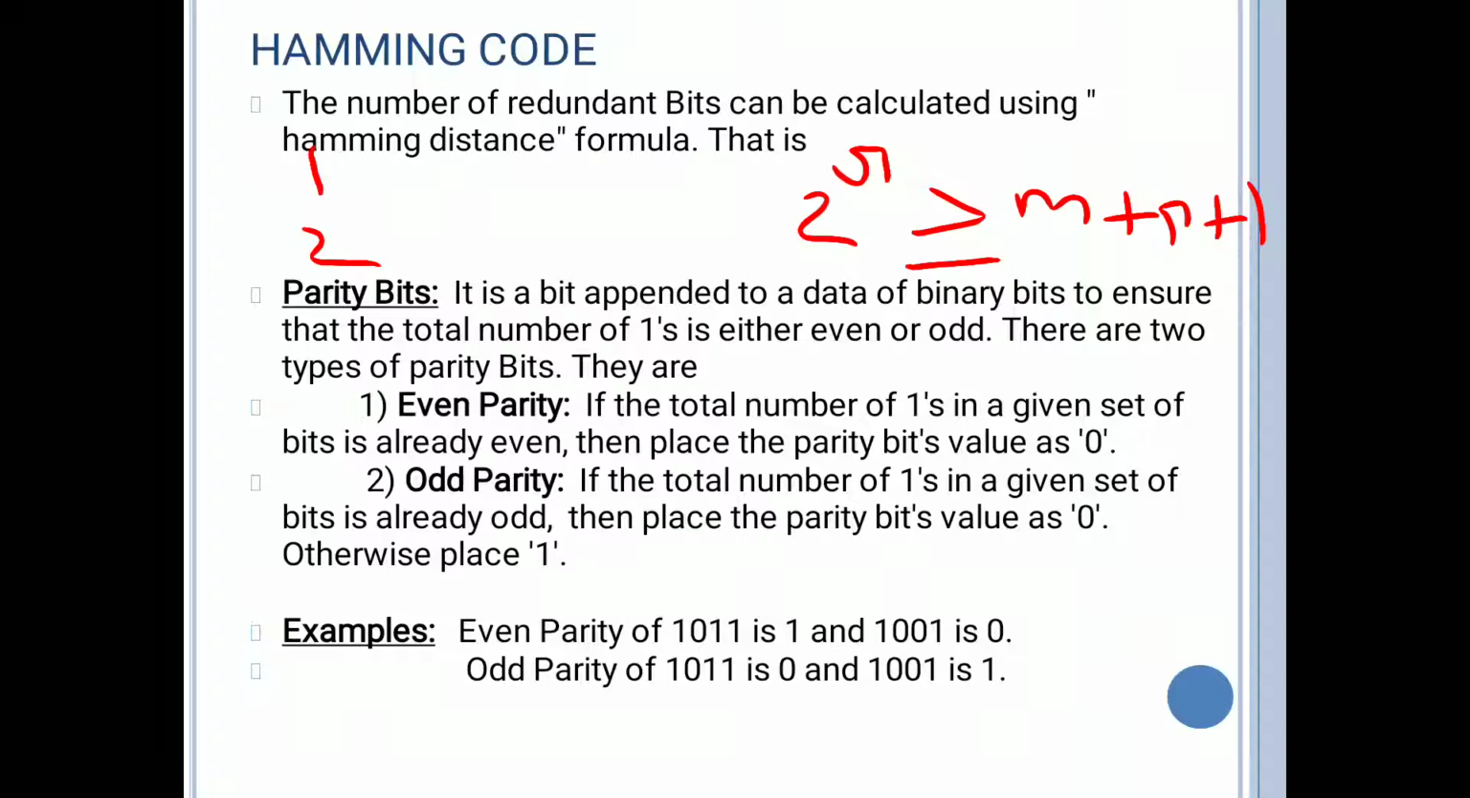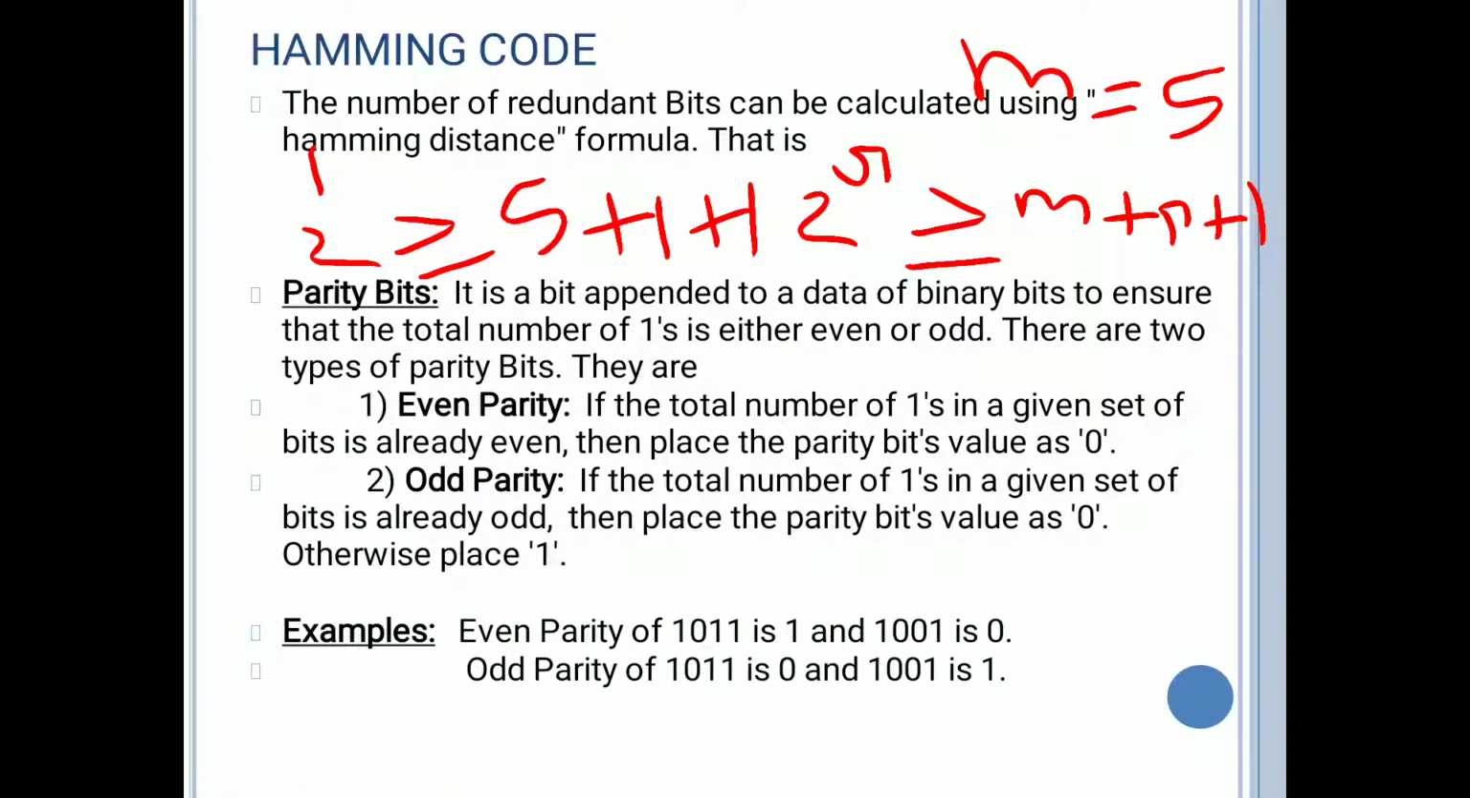So in place of r we put the value 1. So 2 to the power of 1 greater than or equal to m, which is 5, so 5 plus 1 plus 1. On the right side the value is 7 and on the left side the value is 2. Here also the condition fails. Then again we increment the value of r by 1.